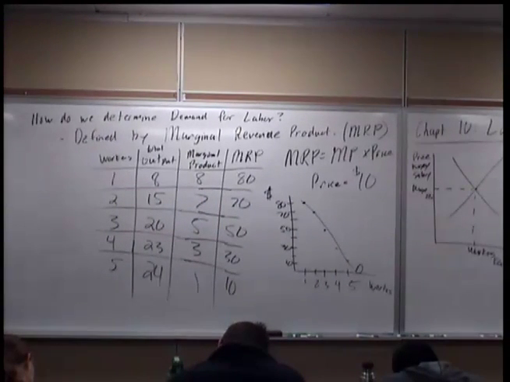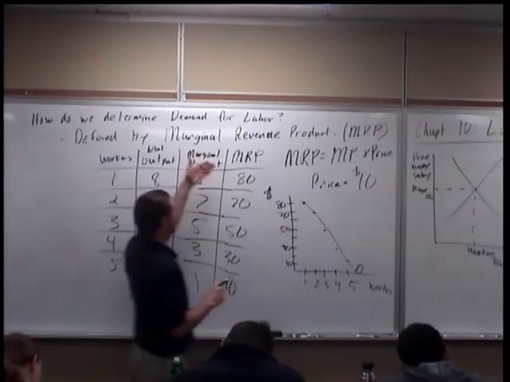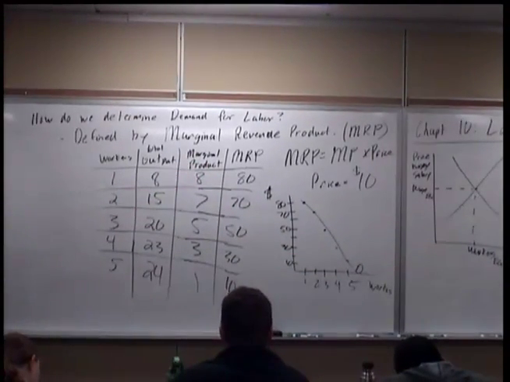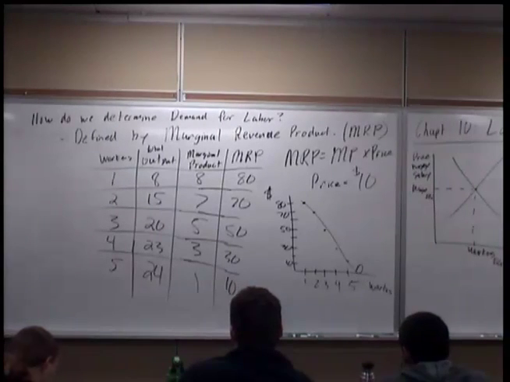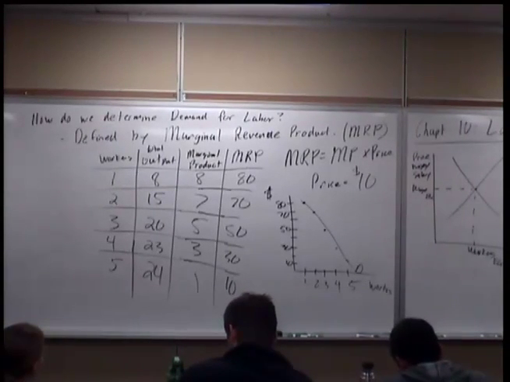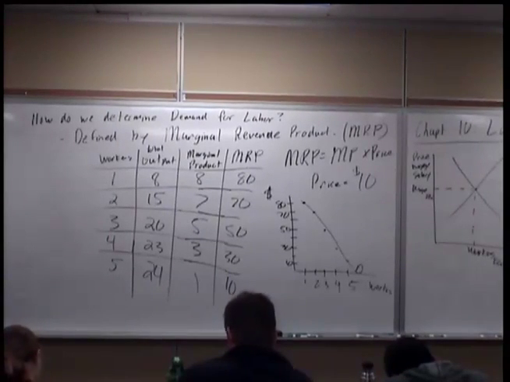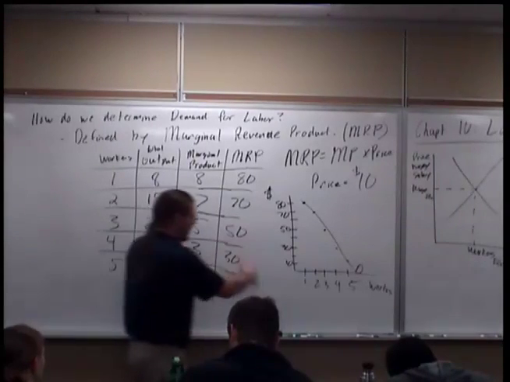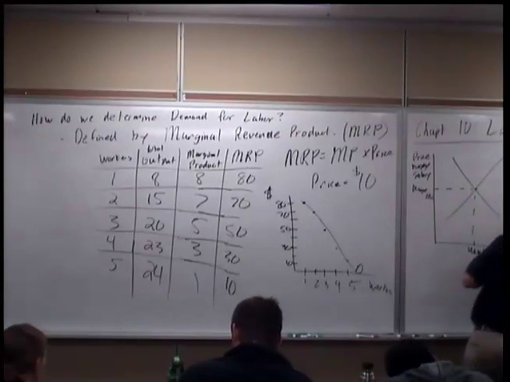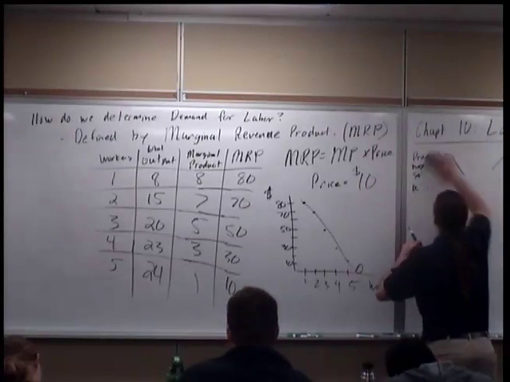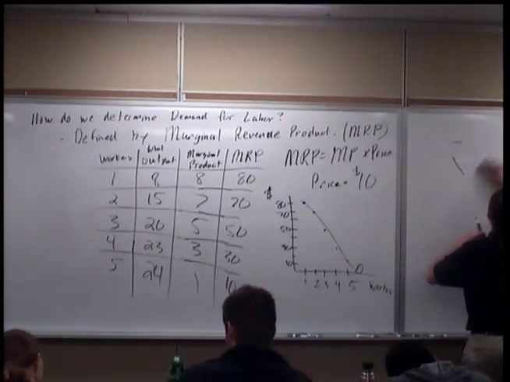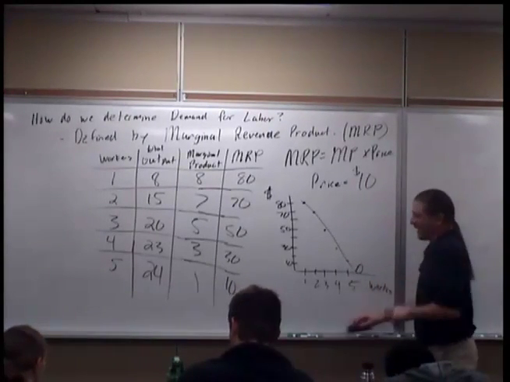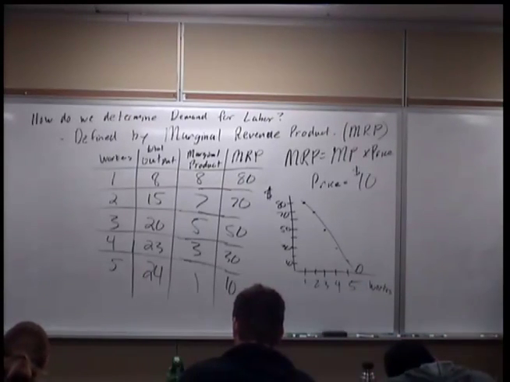And that's the nice part about it, is that it will always look like this. Once you get past the law of diminishing returns, it's always this nice downward sloping demand curve. Usually it's not a straight line, but in this class it always will be. So that is exactly how we go about figuring out what our demand for labor is. It's strictly based on how much revenue our person is earning.